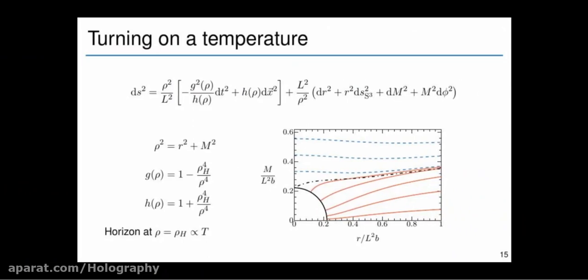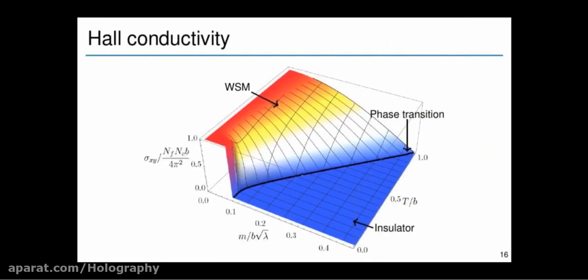So the final thing we did was turn on the temperature, and I won't go into details. I'll just say that you do so by including a black hole in the space-time, and then you again get different kinds of solutions, and you can again compute the conductivities using the same method. So here's the Hall conductivity that we find as a function of m over b and t over b.